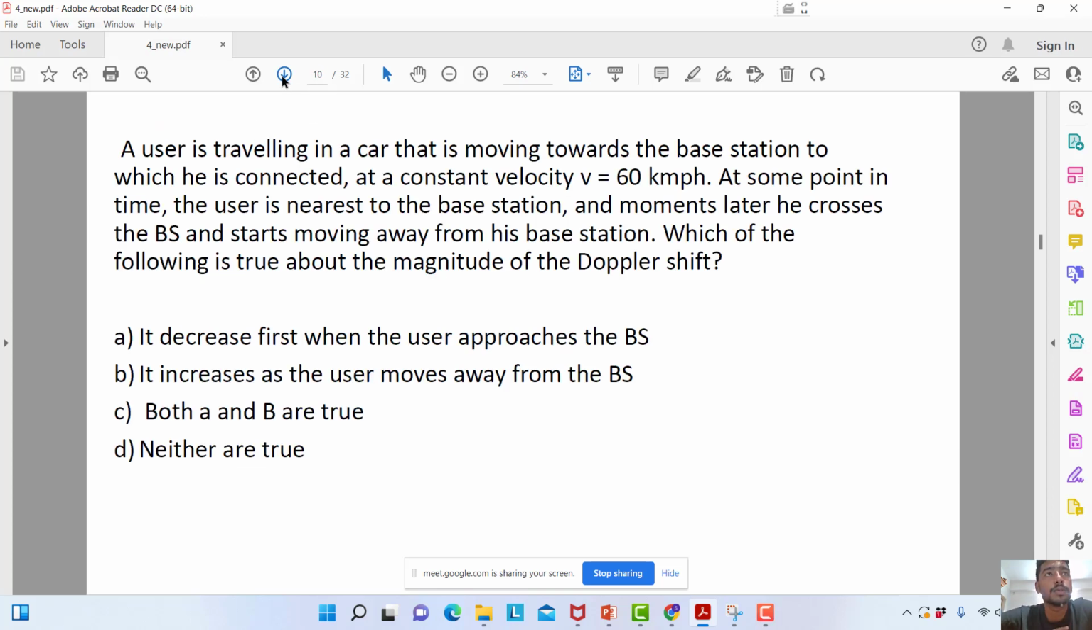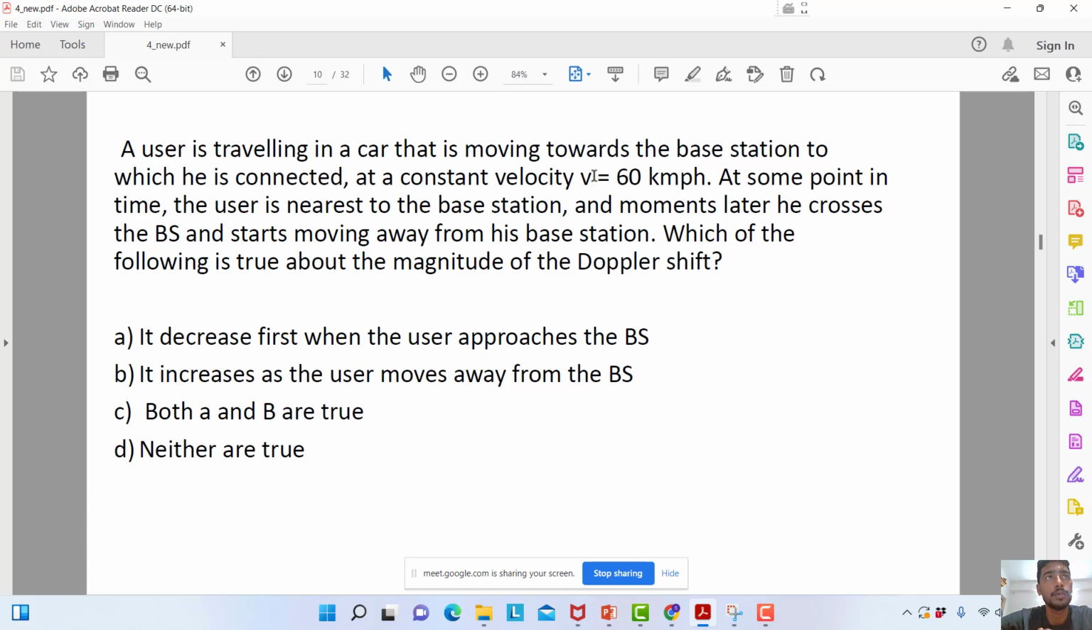Now the next question is on our screen. Please read it and try to answer this question. The user is traveling in a car that is moving toward the base station to which he is connected, at a constant velocity of 60 km/h. The user is going towards the base station with a velocity of 60 km/h.